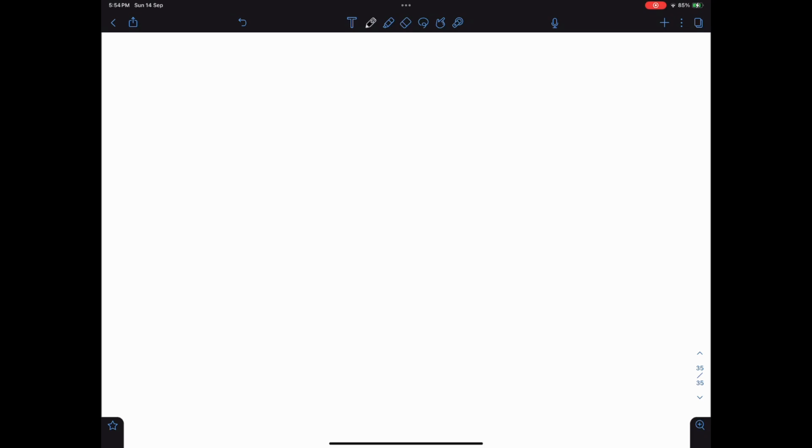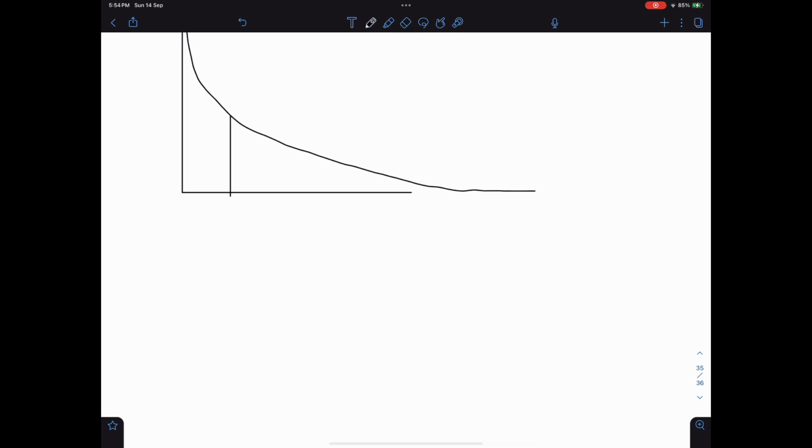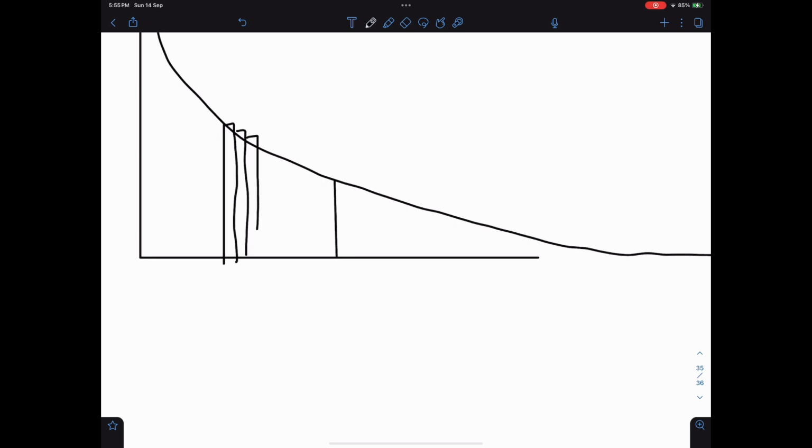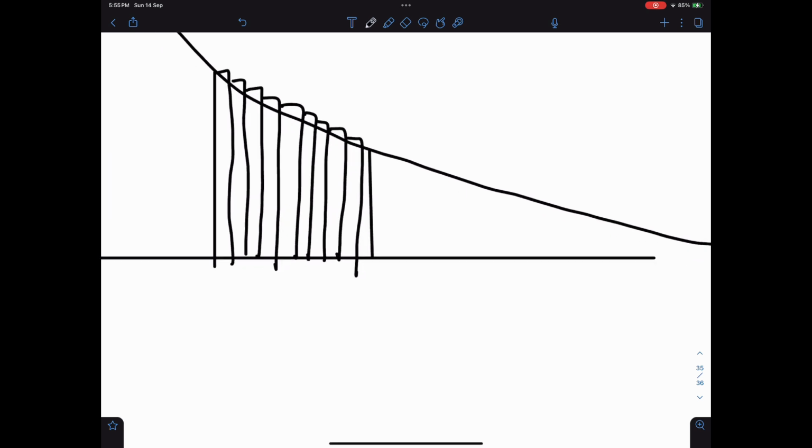Now we'll be moving on to definite integration. Imagine a curve like this, and imagine you're trying to find the area, this area. Now you could approximate this area by doing a bunch of rectangles like this. And you have to imagine for this that they're all the same width.